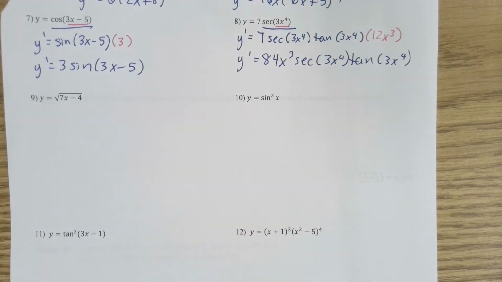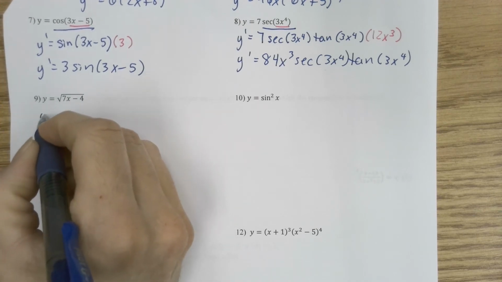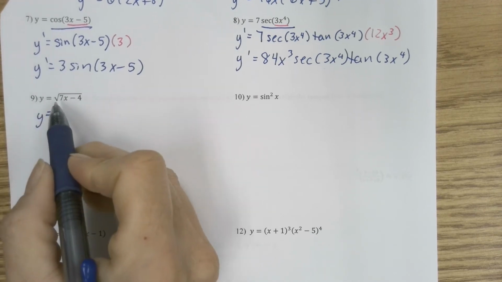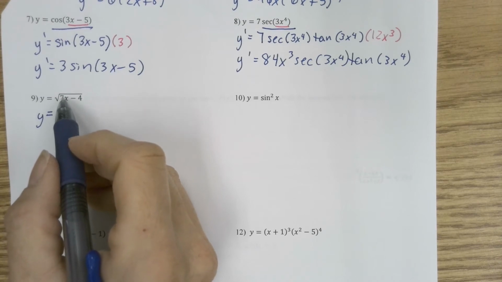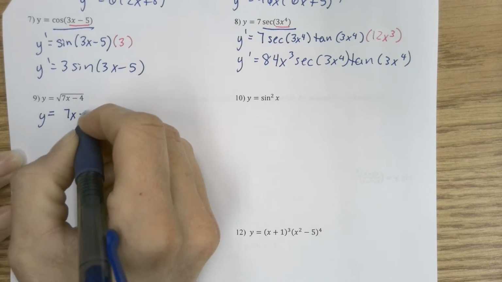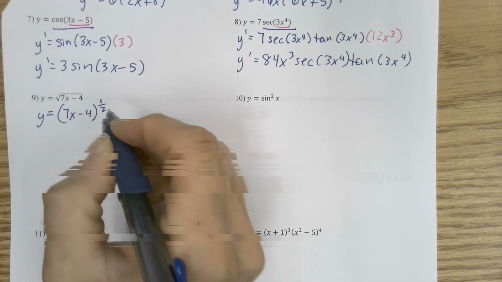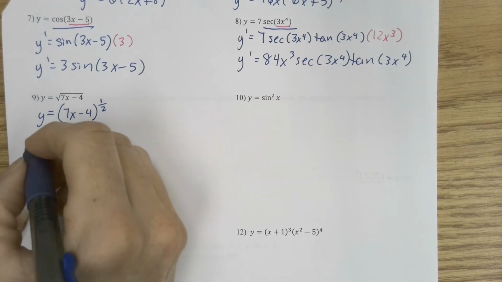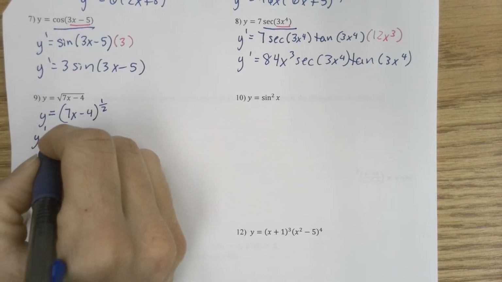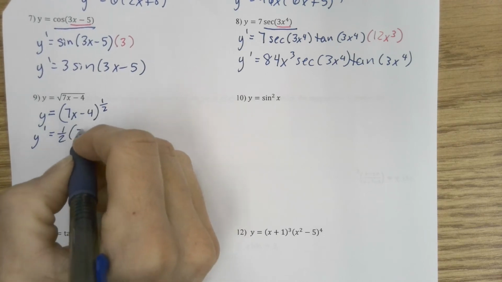All right, take a look at number 9. I prefer to differentiate radicals in rational exponent form. That way I can apply my power rule. So the first thing I'm going to do is rewrite this so that my square root is represented as a 1/2 power. And now I'm finding my derivative. So now I use my y prime notation. My 1/2 comes out to the front.